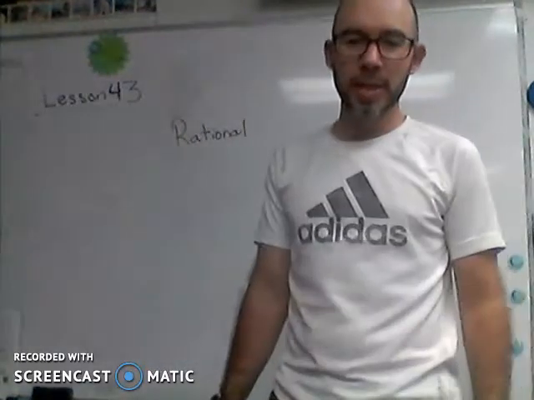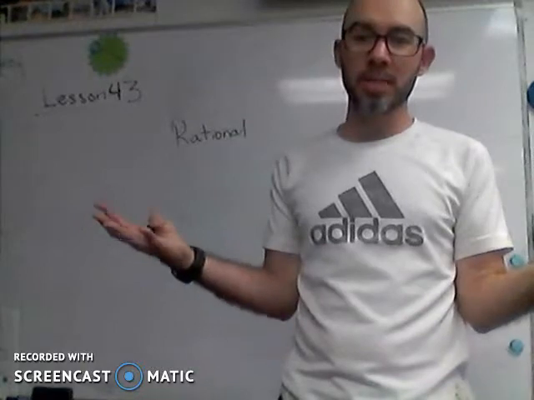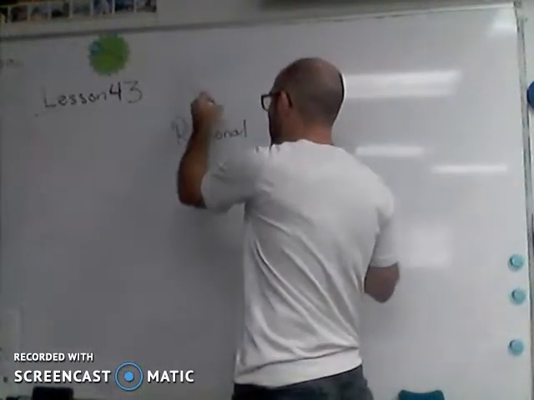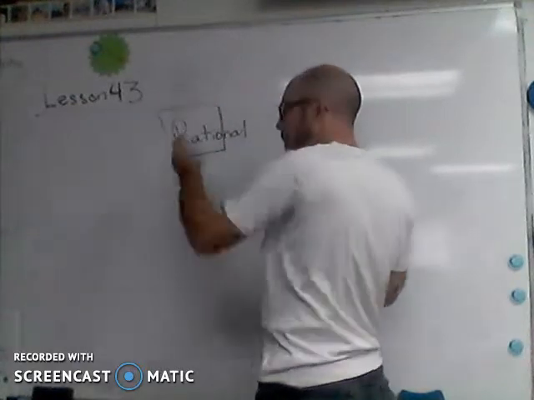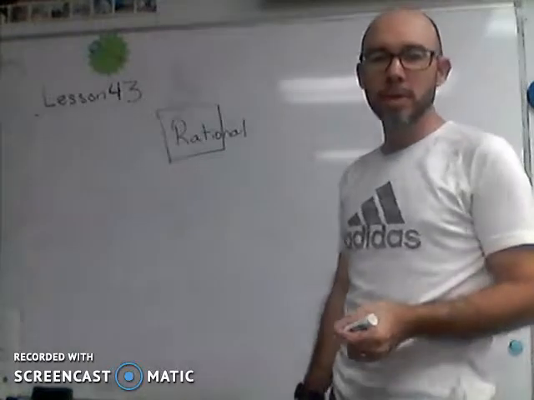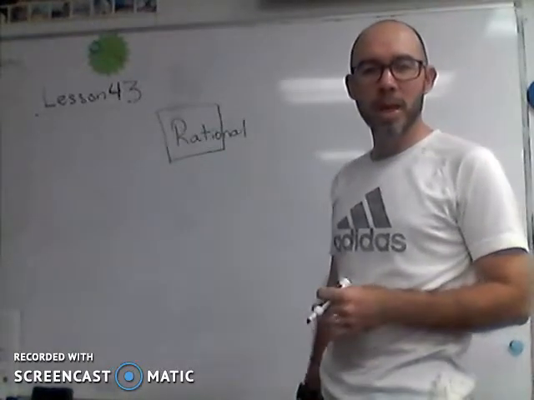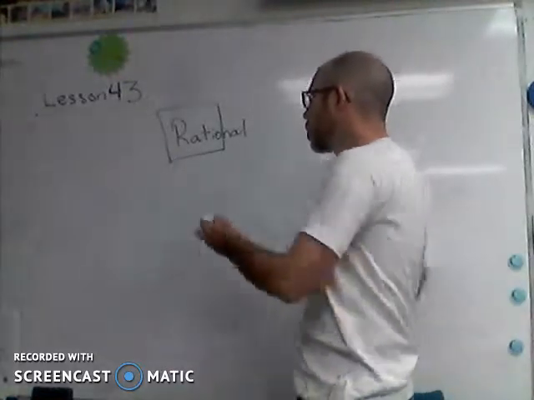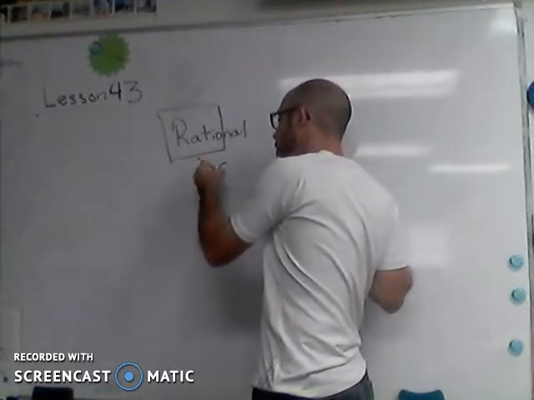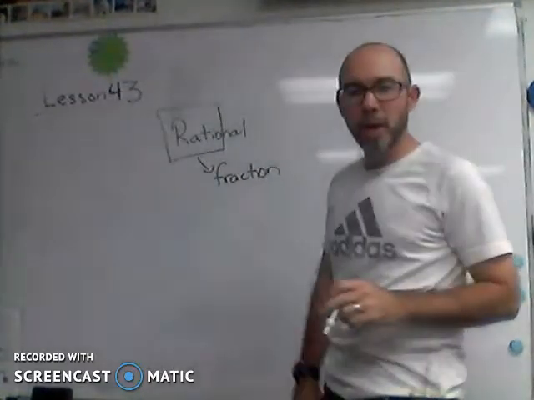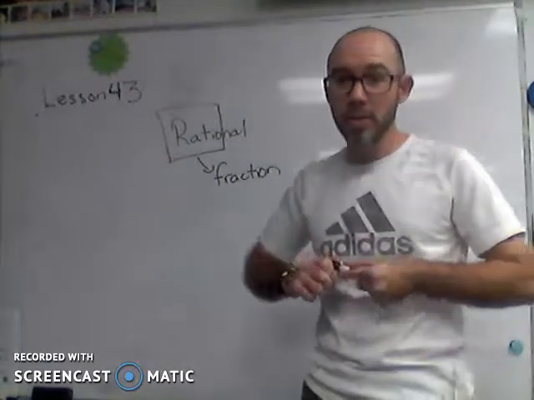In math, it does not mean that it makes sense. There are a lot of things in math that don't make sense. But it comes from here, ratio. Remember back when we were defining our different sets of numbers, rational numbers are any numbers that can be written as a fraction of whole numbers. So rational means that we're dealing with fractions. That's all that it means.